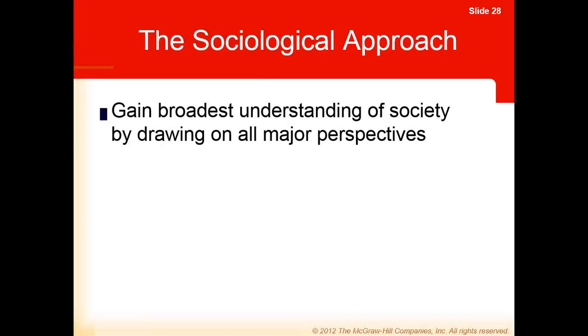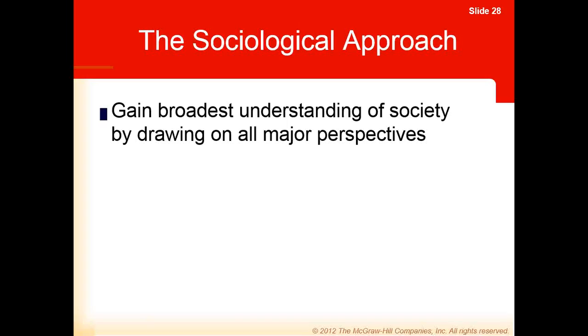The sociological approach. When we're doing research, we shouldn't be thinking about theory as an either or. Really, the best research incorporates more than one theory and may incorporate elements of all three theories into it. So if we draw on all these major theoretical perspectives, we'll gain the broadest understanding of society. When we're focusing on individual interactions, when we're looking at why people may do certain things in a group setting, maybe we're using more of an interactionist approach.